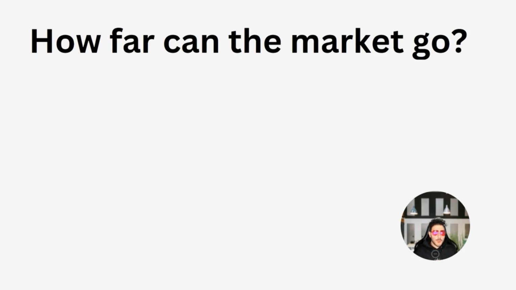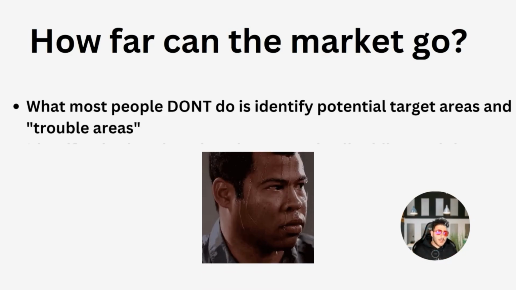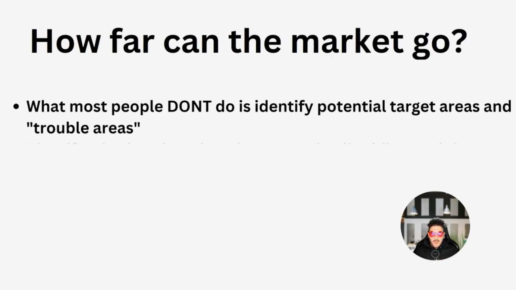Now, again, this is what we just talked about. How far can the market go? What most people don't do is identify potential target areas and trouble areas. Essentially, is the market prone to have a pullback in that area? You want to identify it now. You don't want to identify every single level, or you get a little bit scared of, oh my God, is price going to react here? You want it to be a logical level. And again, you want to trade the cleanest charts.